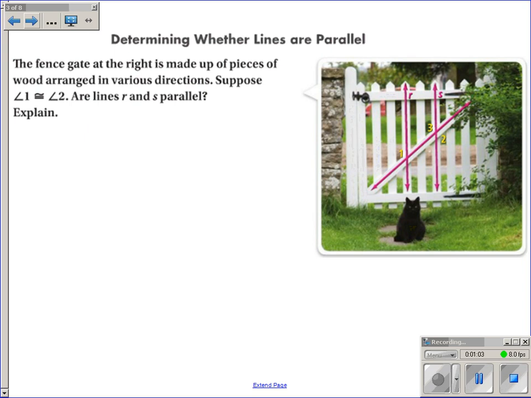All right, determining whether lines are parallel. The fence gate at right is made up of pieces of wood arranged in various directions. Suppose angle 1 and 2 are congruent. Are lines R and S parallel? So angle 1 is here and angle 2 is here. If those are congruent, then R and S would be parallel, and the reason is by the converse of the alternate exterior angles theorem.